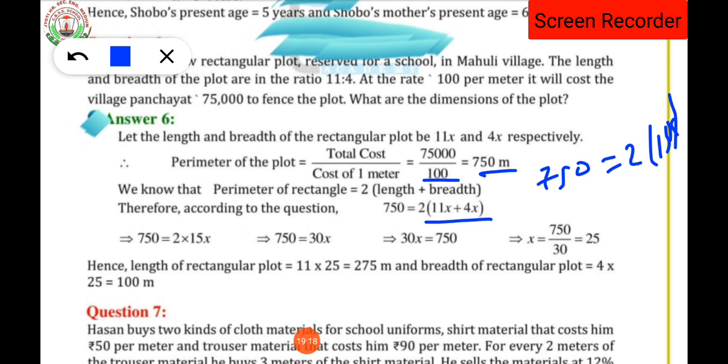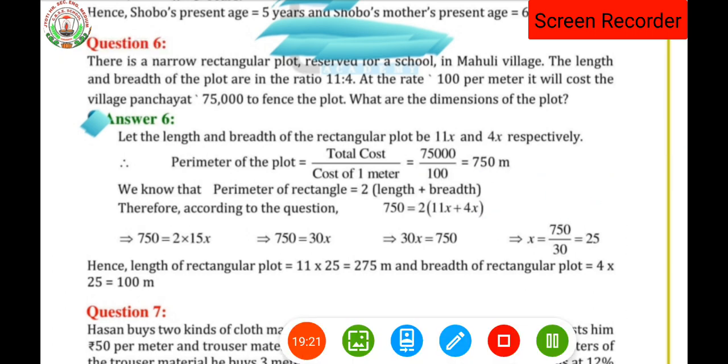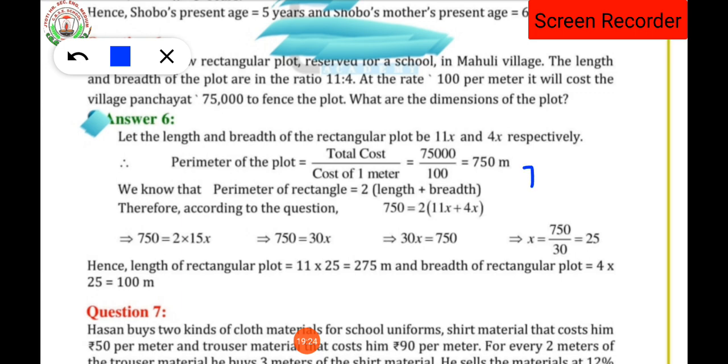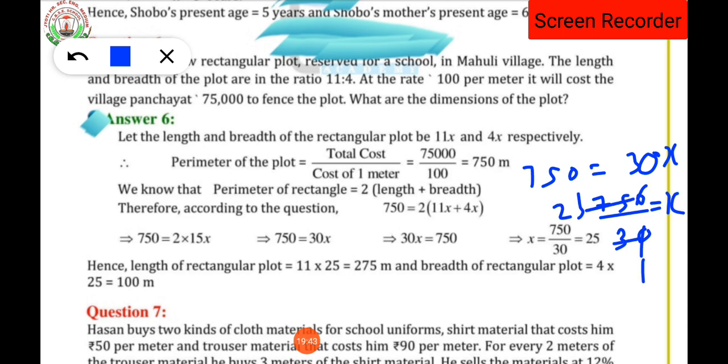Now 2 into 15, 750 is equal to 2 into 15x, which will become 30x, isn't it? So 750 divided by 30 is equal to x. Okay, so the zeros will get cancelled, and we get 25. So x value, x is what?